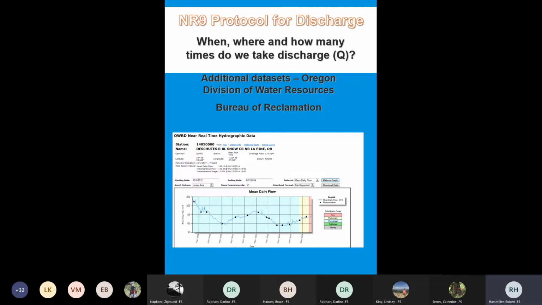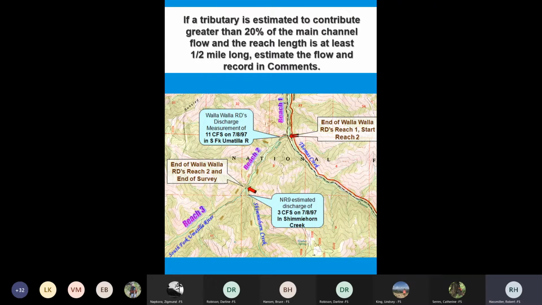We'll want to estimate discharge from a tributary that we may encounter, given that it's contributing greater than 20% of that discharge, and we think it's at least a half-mile long, and we want to estimate the flow and then put that in the comments. And we briefly touched on this yesterday in Katie's talk regarding the channel units.